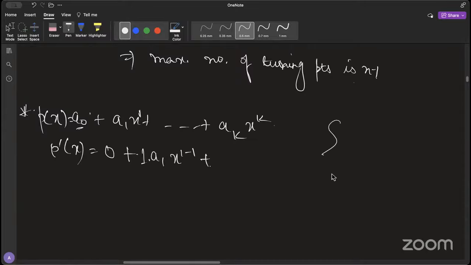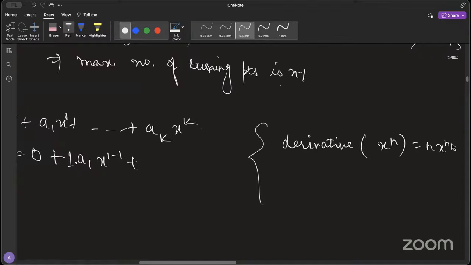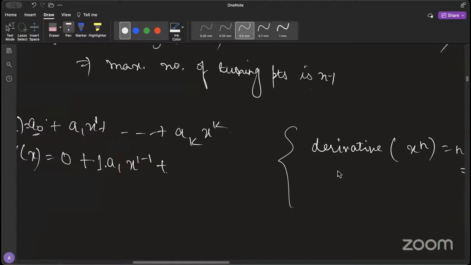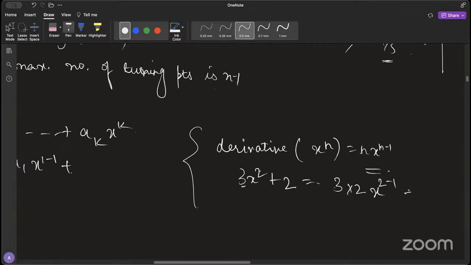So basically, the derivative of x to the power n is n x to the power n minus 1. So this is the derivative. So if you have to find the derivative of 3x square plus 2, then 3 remains, scalars remain as it is. And you take 2 in front, so this will be 2, and x to the power 2 minus 1. Plus, the derivative of the constant term is 0.